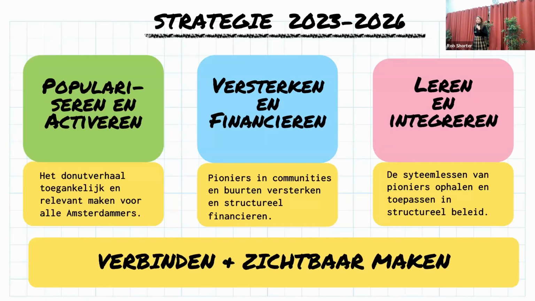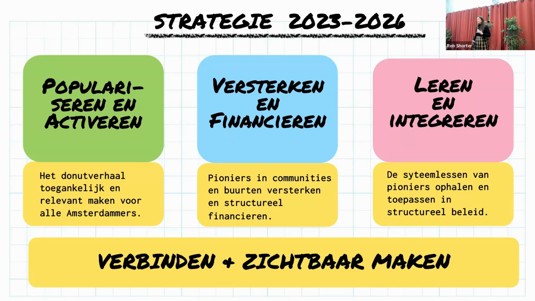So the absolute core, I should have translated that one, I'm so sorry. The absolute core of that is that we are trying to make visible what is already happening and then try to connect that as much as possible. But then on top of that, now with the strategic collaboration, we have 3 pillars that we are working on.